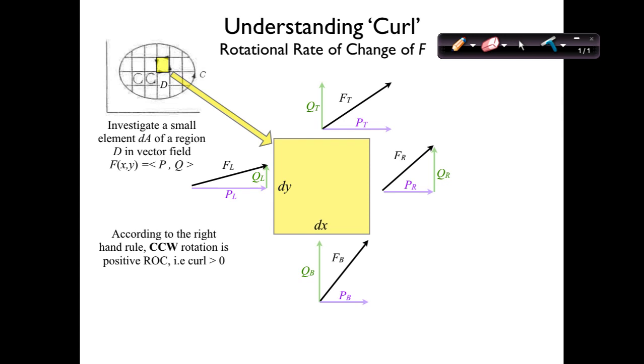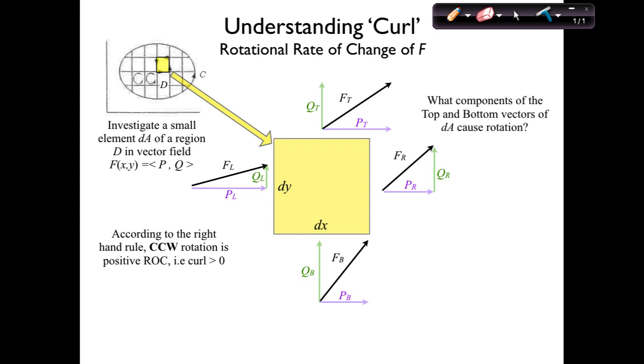So the question is, what components of the top and bottom vectors cause rotation? Which components, Q or P, cause this little rotation of this little element? Would it be the Q vectors or the P vectors that would cause rotation of the element?